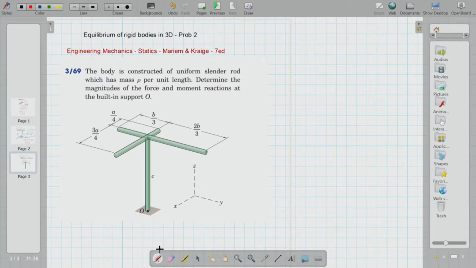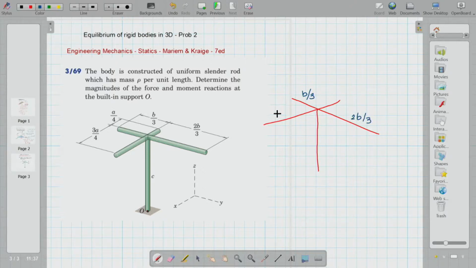In this problem you are expected to find the force and moment at this point O. The figure shows a rod to which you have two other rods fixed, and it looks like a Cartesian coordinate system. But let us draw the free body diagram for this. These are the two wires, two rods. This is going to be a length of b by 3, and this is 2b by 3.